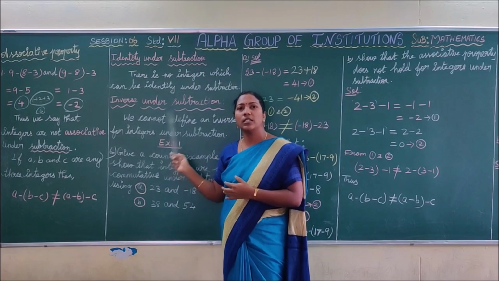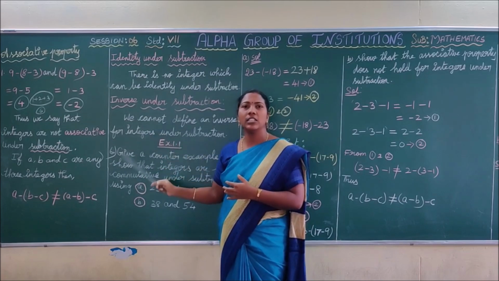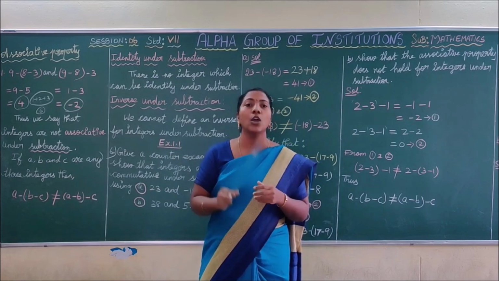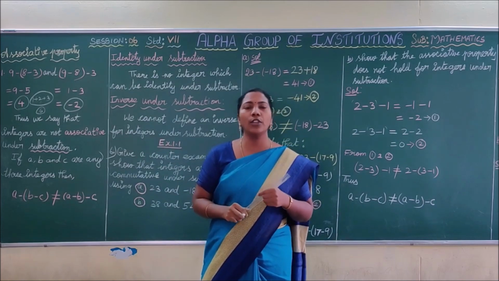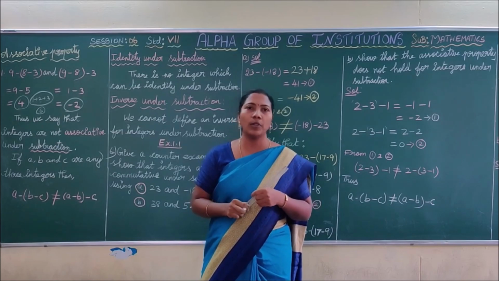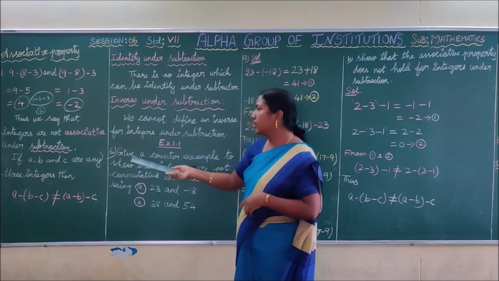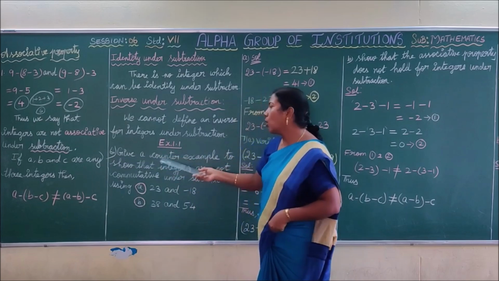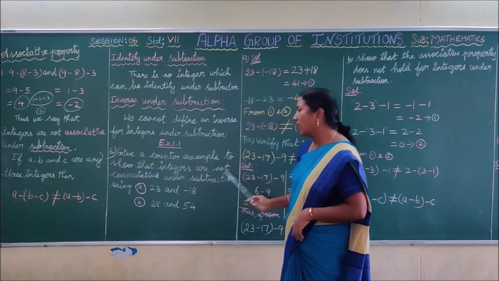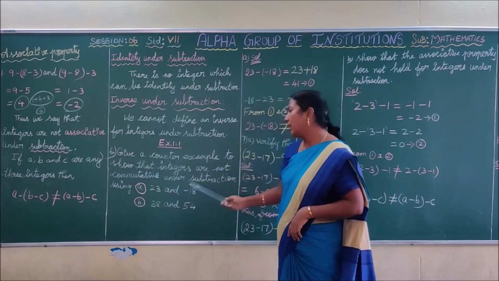Thus, in the process of subtraction, the integers fail in four properties. They hold only one property, the closure property. Next we are going to see the exercise problem in 1.1 based on the properties of subtraction. See here, sixth sum. Give a counter example to show that integers are not commutative under subtraction.